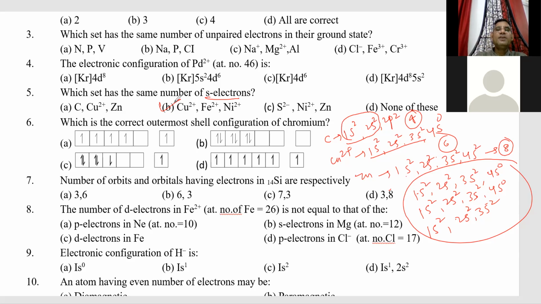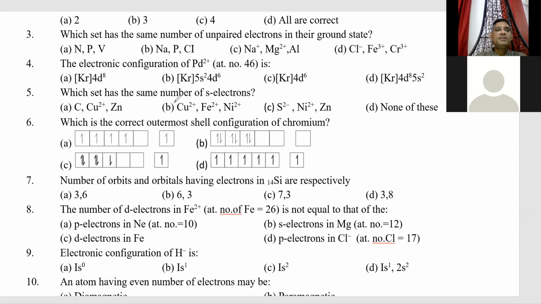Next question. Correct outermost electronic configuration of chromium: 4s1 3d5. This is 4s and this is 3d, so it is an exception to the above principle. And wherever we are making mistakes now, just highlight all such questions and keep on doing them. Number of orbits and orbitals having electrons in 14Si are respectively. See what Si is.